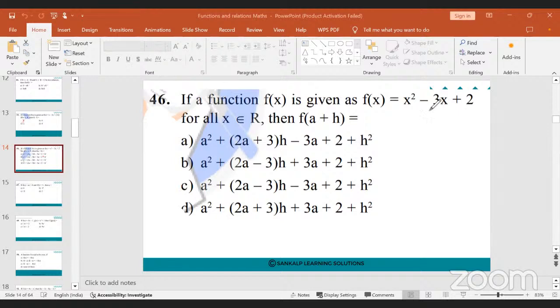So it is clearly given that f of x is x square minus 3x plus 2. Wherever x is there, simply substitute. In the last question, you substituted -1. Instead of x, you have to substitute a plus h. If you substitute a plus h, the equation becomes (a plus h) the whole square minus 3 into bracket a plus h plus 2. So expand (a plus h) the whole square quickly.